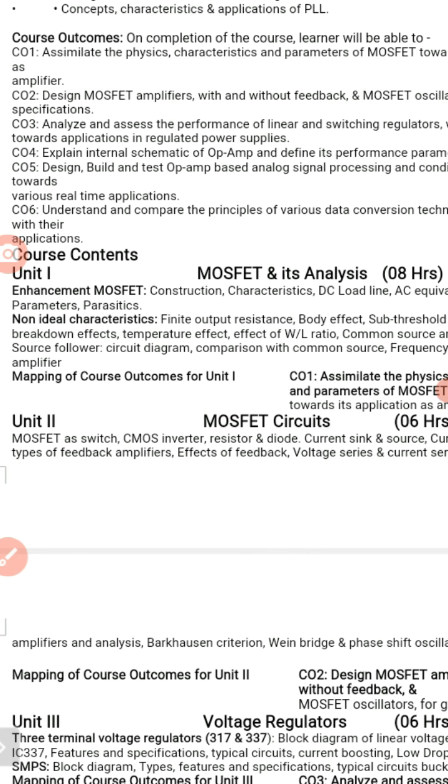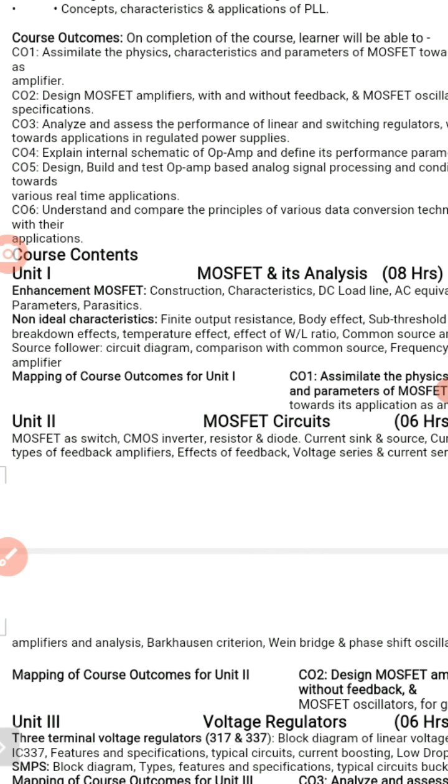Unit number 1 and unit number 2, these two units are very important because unit 1 and 2 carry 30 marks in the semester examination. I hope this in-semester examination will be an offline examination. Everything will be fine and there will be an offline examination based upon unit number 1 and unit number 2.